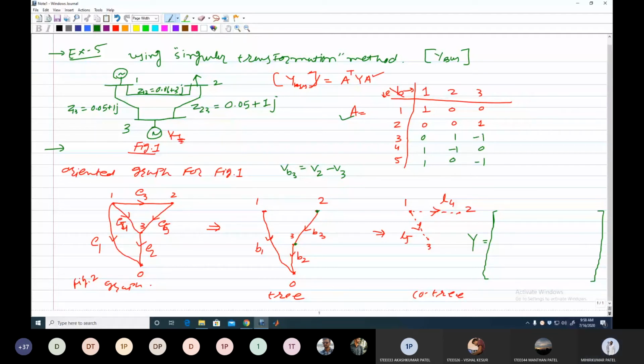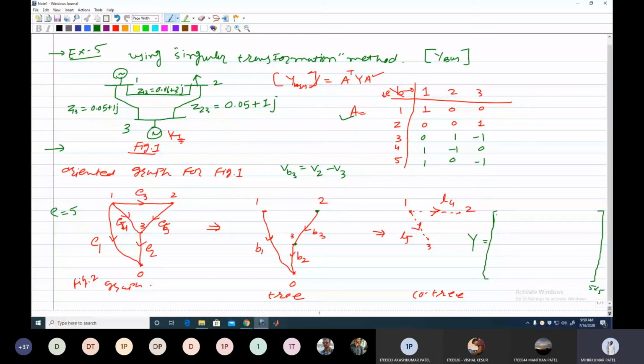So what will be the size of this primitive admittance matrix? Yes, 5 cross 5, the total number of elements. See figure number 2, the total number of elements E is equal to 5. So the size of the matrix will be 5 cross 5. Clear? Same way, help me write down the diagonal elements for this matrix.